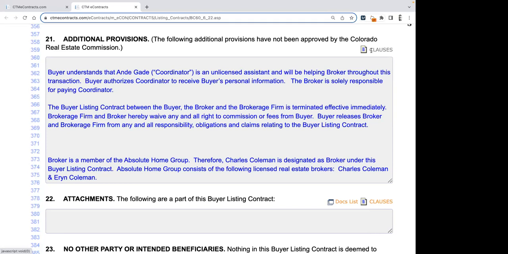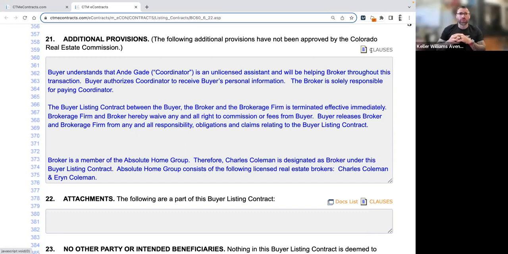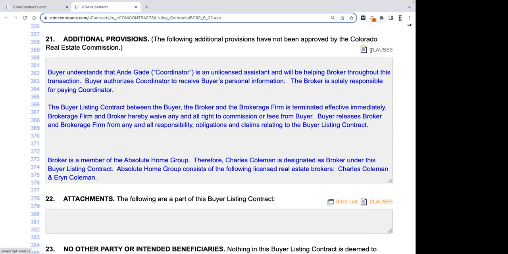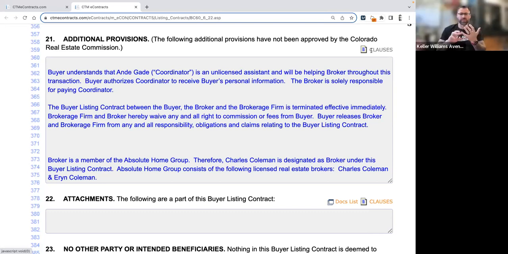Okay, not your specific lawyer, like Keller Williams lawyer. It's Keller Williams lawyer, okay, absolutely. Got it, got it. Okay, thank you. But that's a good point as well, right? So you guys need to be thinking about this, right?